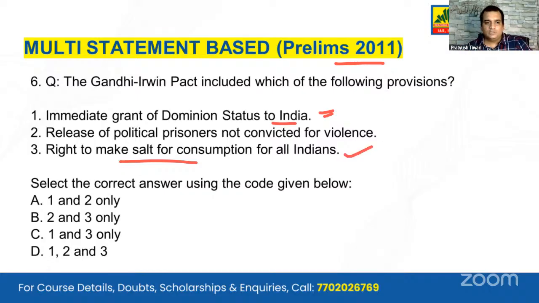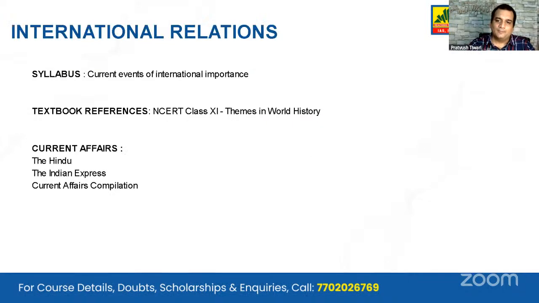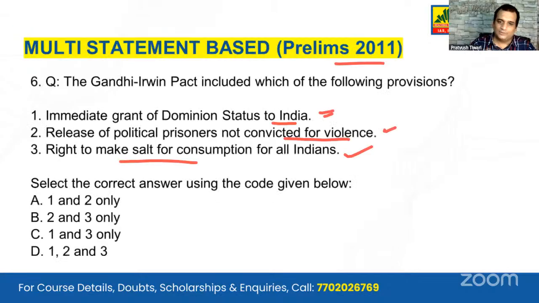Okay, you make the salt, the release of political prisoners and not convicted for violence. Again, yes, this is true, not convicted for violence, because Bhagat Singh was not released, he was convicted for violence. Okay, sometimes people ask that Gandhi did not talk to Britishers. So guys, that was the end of it.